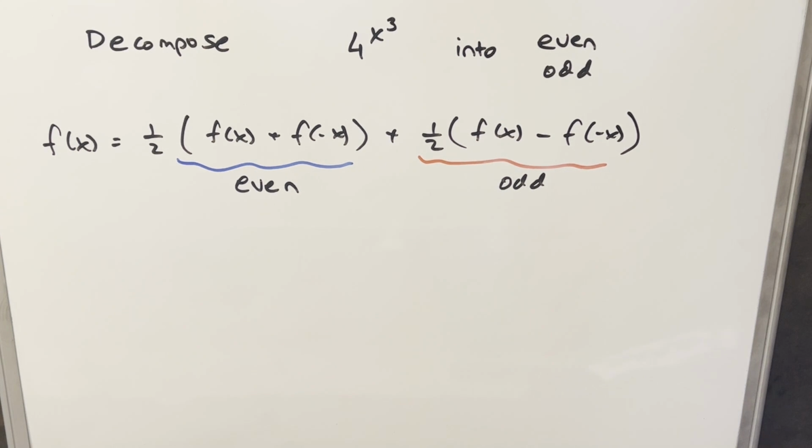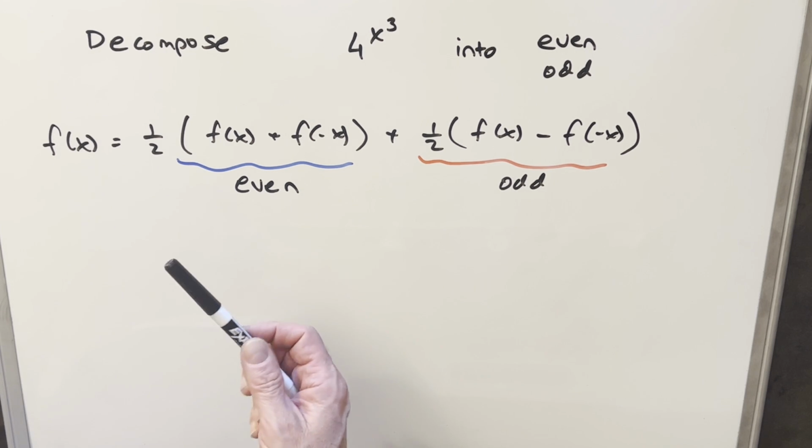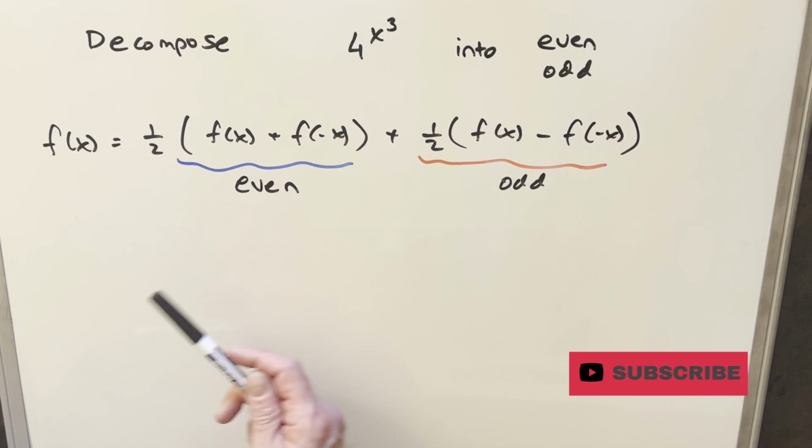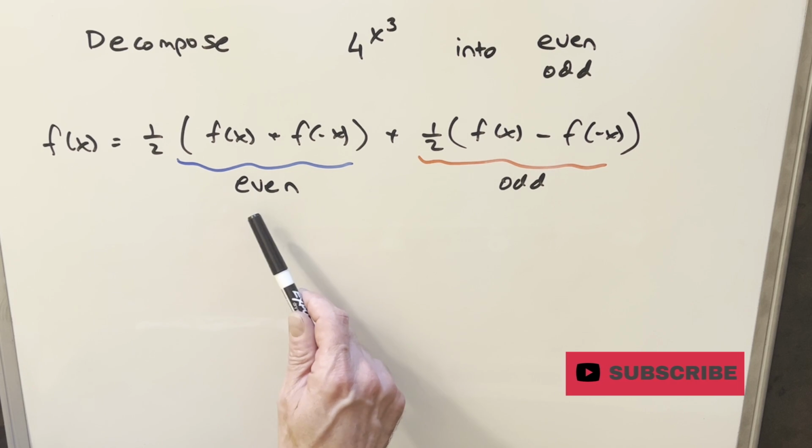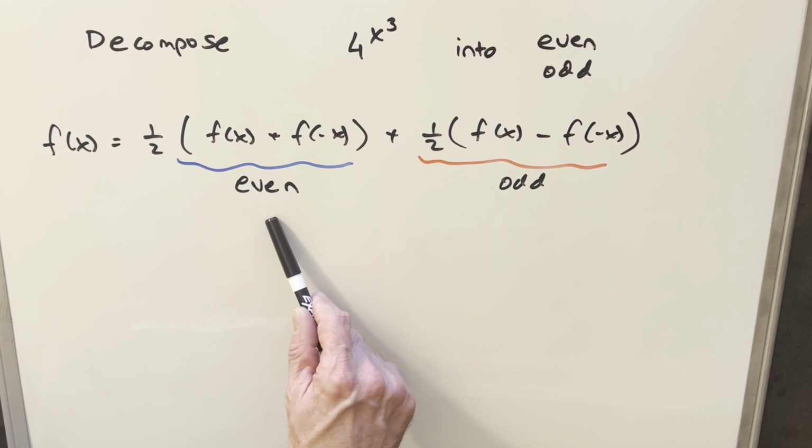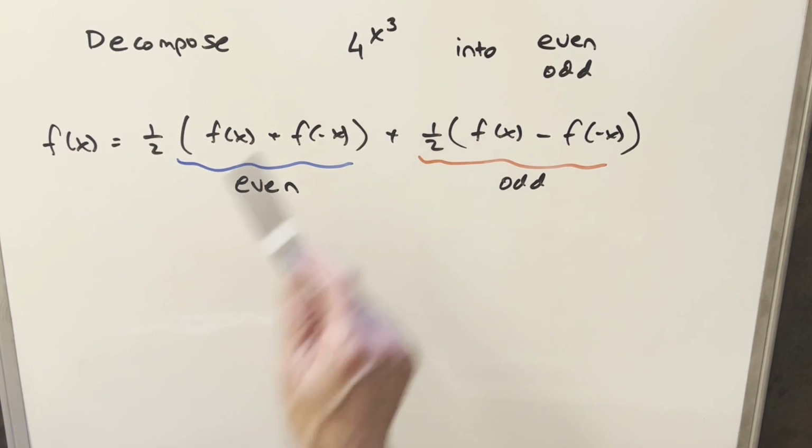Okay, we have here today another problem with even and odd functions, and we're asked to decompose 4 to the x cubed into its even and odd parts. And you'll notice I already have on the board the formula for even-odd decomposition. What we can do is just use this formula, and it's going to break it up into a sum of an even function and an odd function for this 4 to the x cubed.